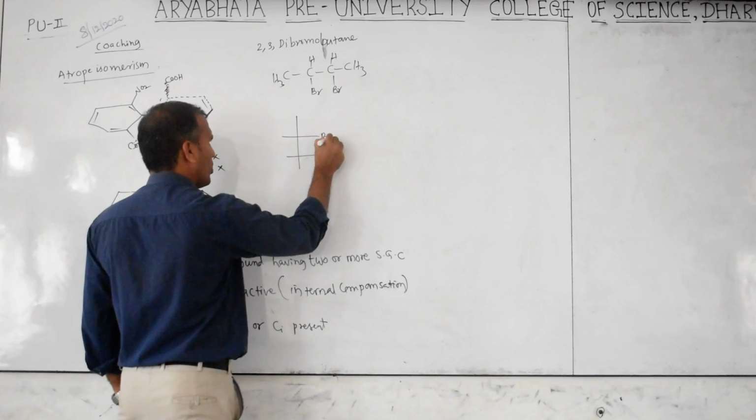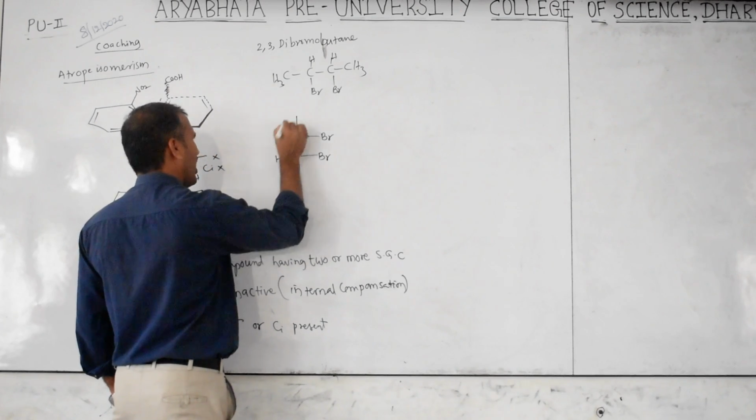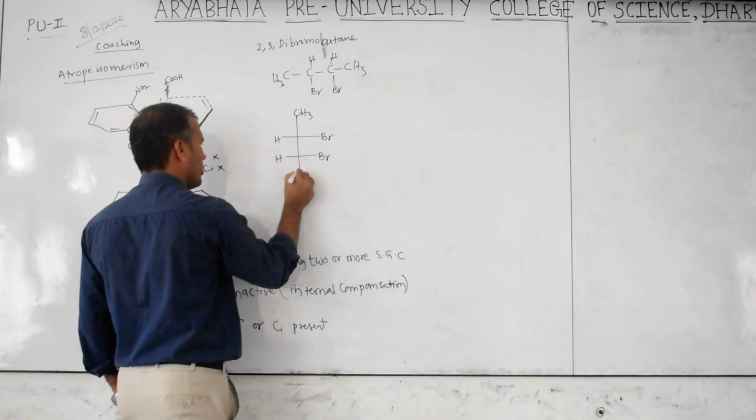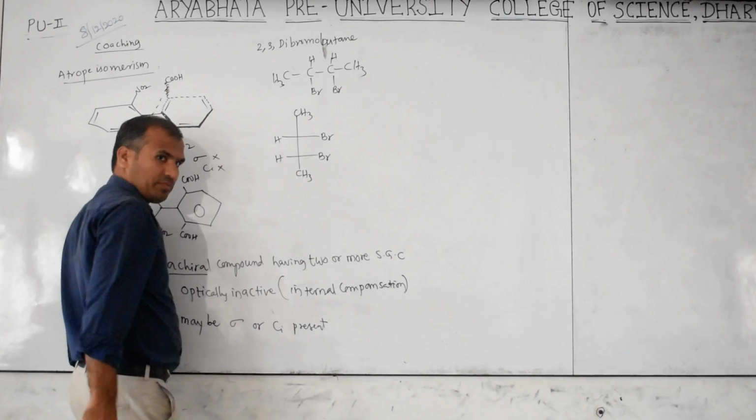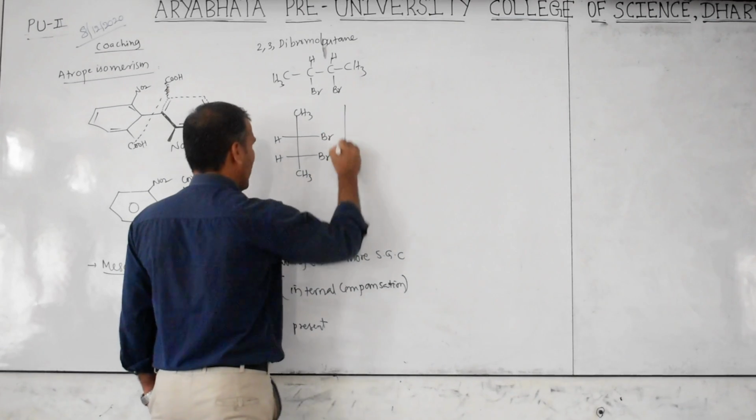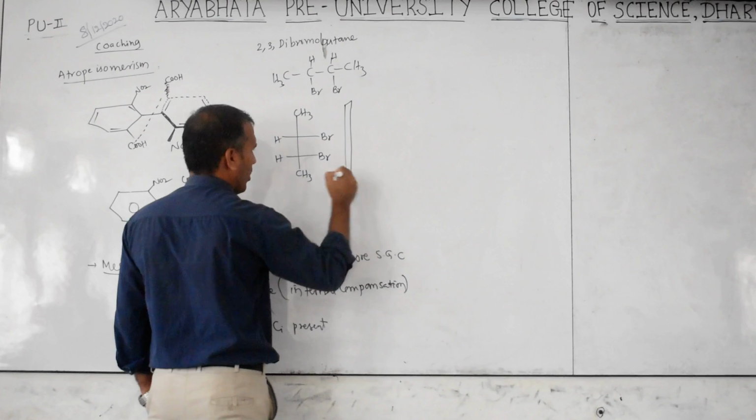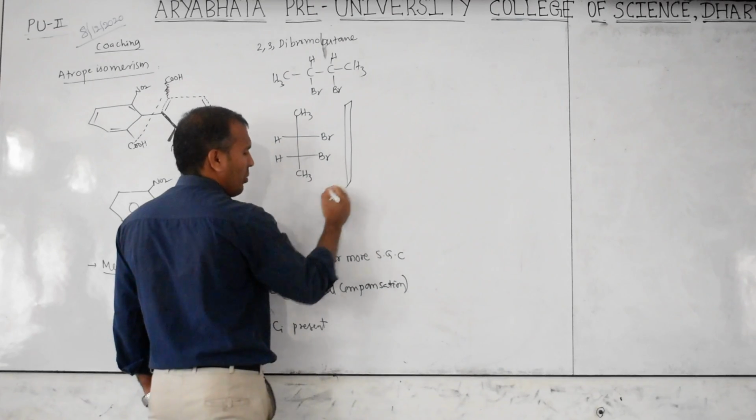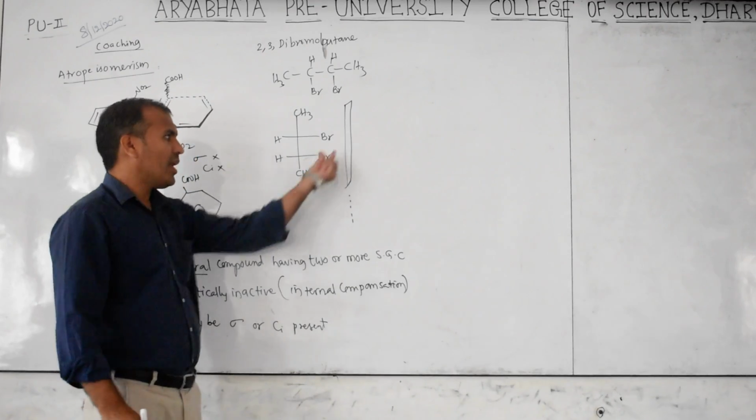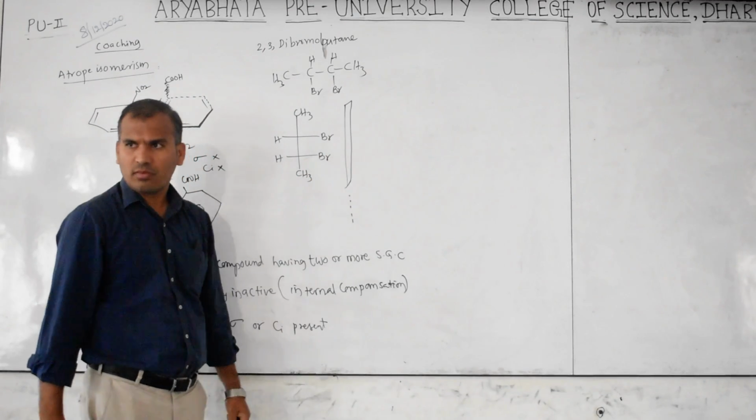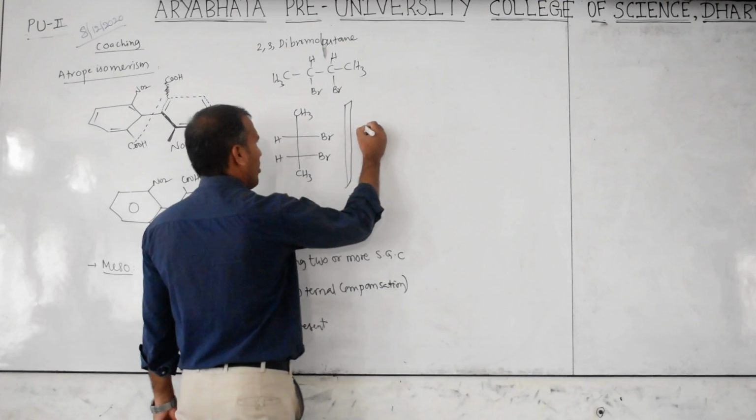Bromine, hydrogen, CH3, CH3. This is carbon. Now, which mirror image am I writing? It is in a mirror. The mirror may be denoted like this or with a dotted line. Anyone consider, maybe denoted like this or like this. Okay. Now, which mirror image will appear?